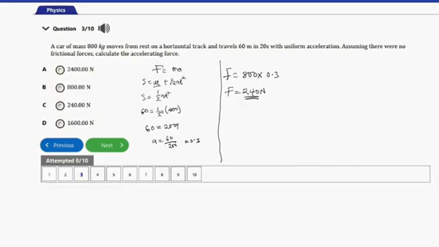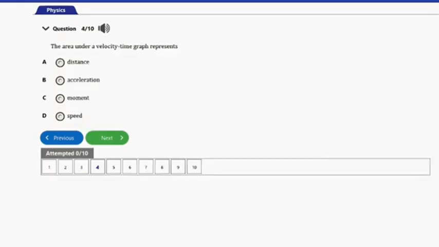So let's go ahead and consider the next question, guys. So guys, the next question here is question number 4. It says, the area under a velocity time graph represents A, distance, B, acceleration, C, moment, D, speed.